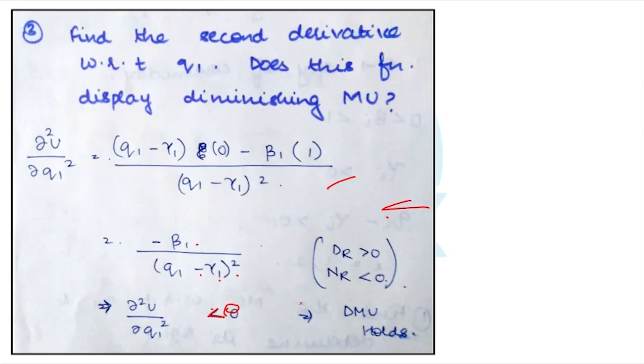Which means diminishing marginal utility holds, because if you'll recall, the second derivative tells you the rate of change of the slope. In this case, the rate of change of MU. So basically what you know is that utility is increasing, but it is increasing at a decreasing rate as Q1 is increasing.